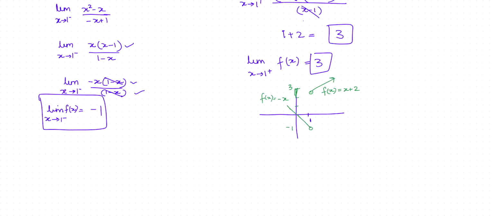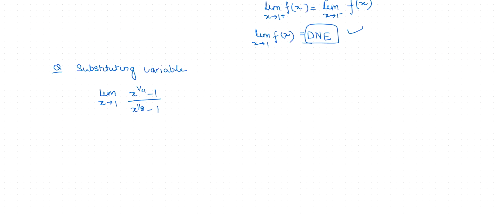So if we graph, we see that before 1, on the left-hand side, we have this graph, where the limit as x tends to 1 minus of f(x) is minus 1, and when x tends to 1 plus, the limit is 3. So we can see that the limits at the left-hand side and right-hand side are not the same, so the limit does not exist.